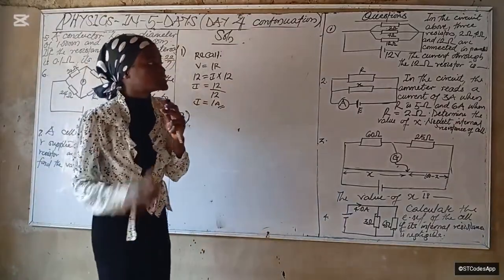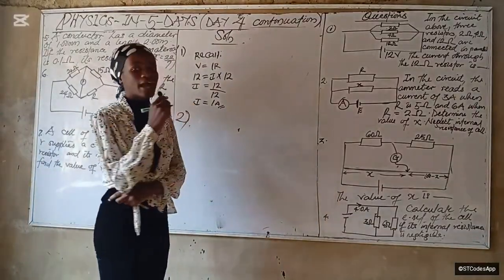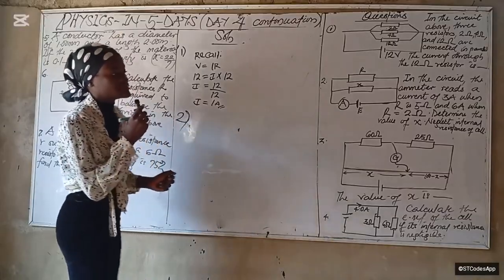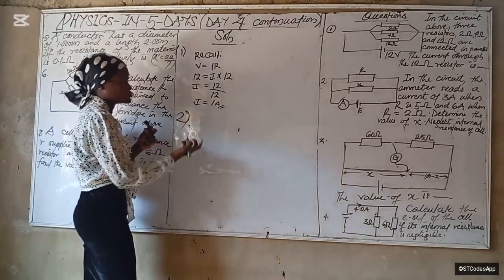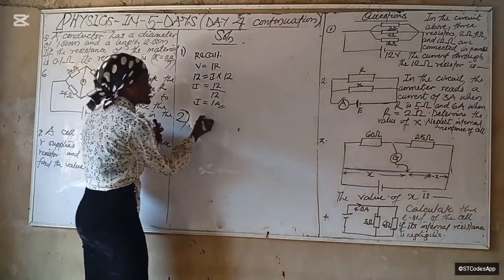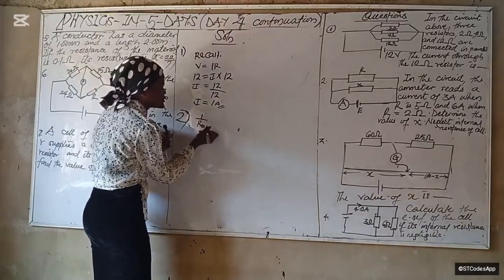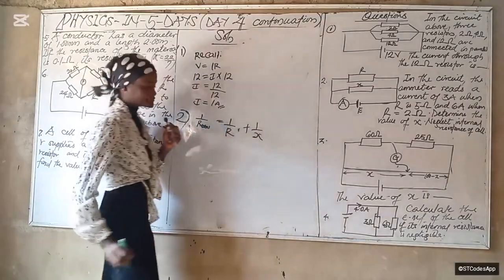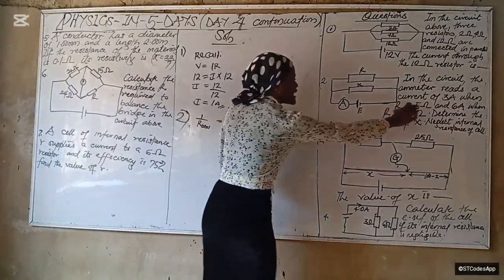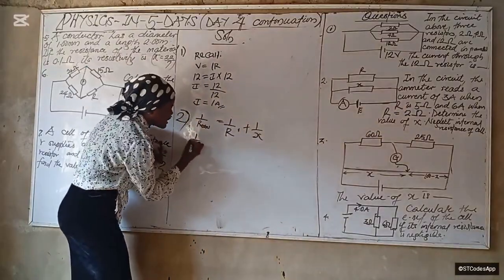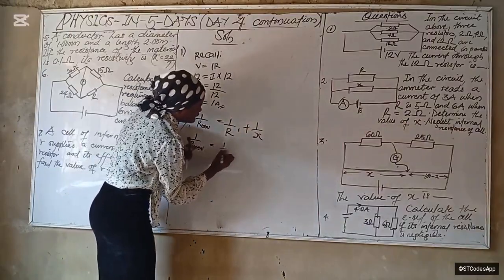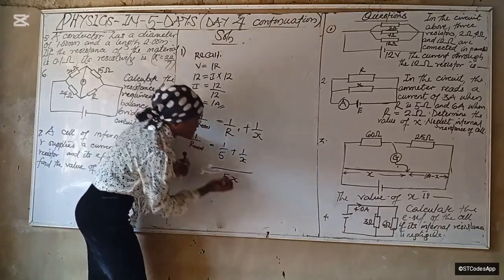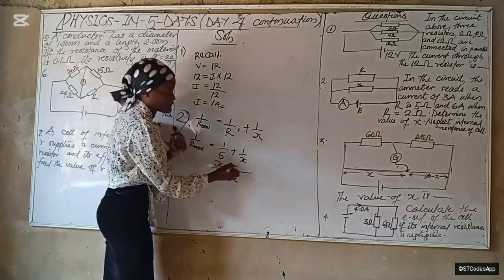Question 2. In the circuit, the ammeter reads a current of 3 amps when R is 5 ohms and 6 amps when R is 2 ohms. Determine the value of X. Neglect internal resistance of cell. So we are first going to resolve the resistors in parallel. So we have 1 over R total equals 1 over R plus 1 over X. For when this R equals 5, we have 1 over R total equals 1 over 5 plus 1 over X. Collect the LCM. The LCM is 5x.